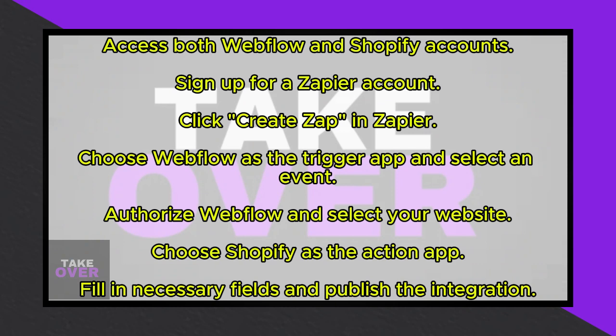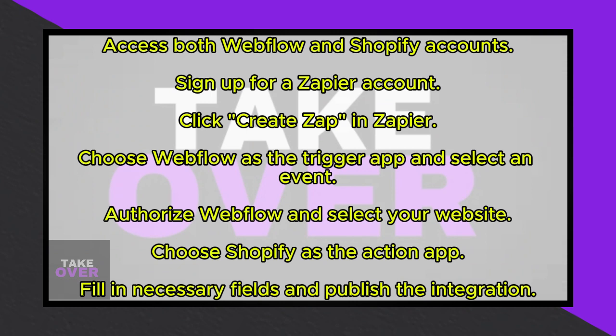While Zapier offers default options, you can add more apps to customize your workflow. Choose Webflow as the trigger app and select an event, such as New Order, that will prompt an action in Shopify. Authorize your Webflow account to connect with Zapier, then select your website. You can test the trigger to ensure it functions correctly.